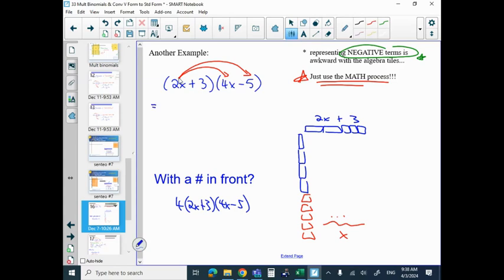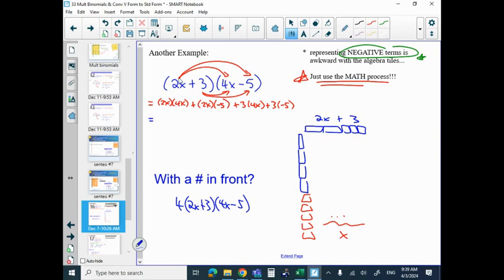So we have 2x times 4x. I'm going to do that in red, actually, as the thought process step might not be included forever. So 2x times 4x, and then a 2x times a negative 5. And then the other one, we have a 3 times a 4x and a 3 times a negative 5. Right, so that's the distributive law happening twice.